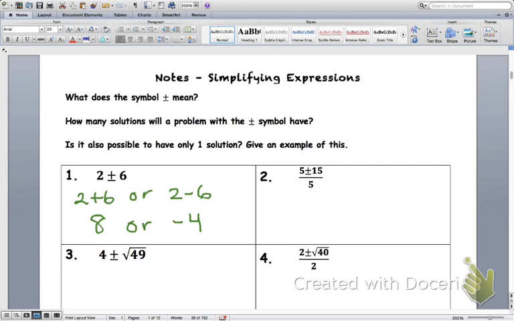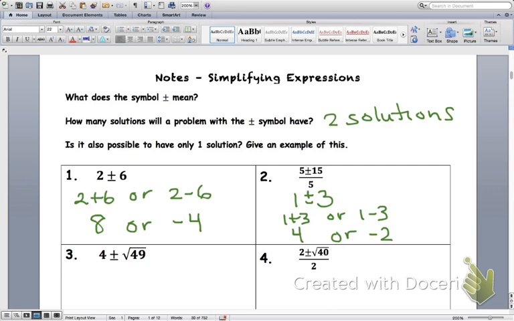5 divided by 5 is 1, plus or minus, 15 divided by 5 is 3. So this is just 1 plus 3, or 1 minus 3. And if I solve each one, I get 4 or -2. So just going back to the top, how many solutions will a problem with a plus or minus have? They will usually have 2 solutions, right? Or 2 answers.